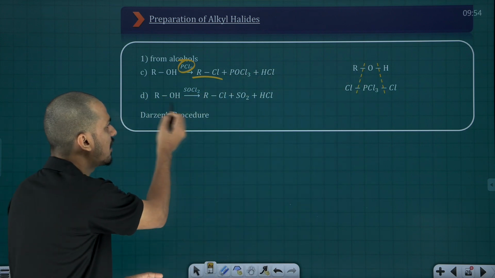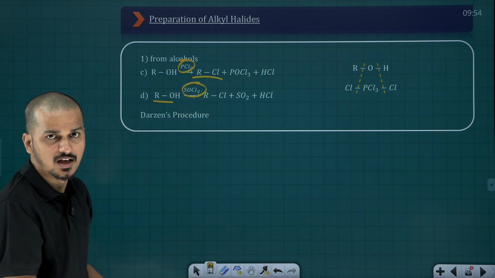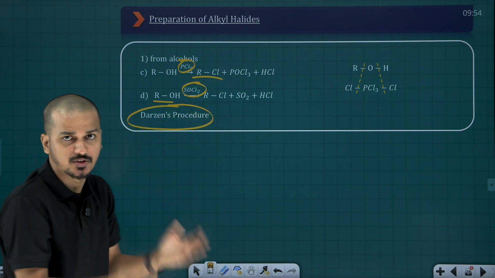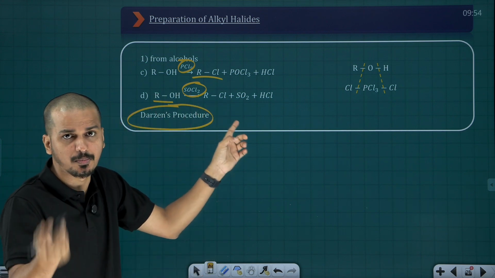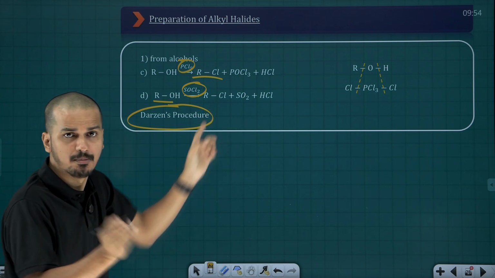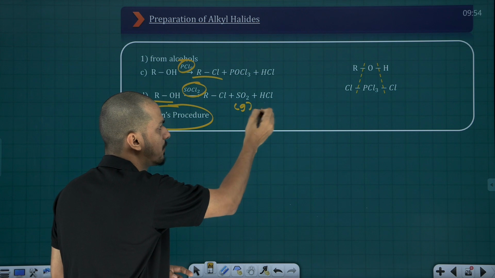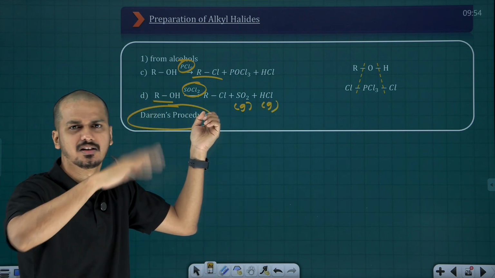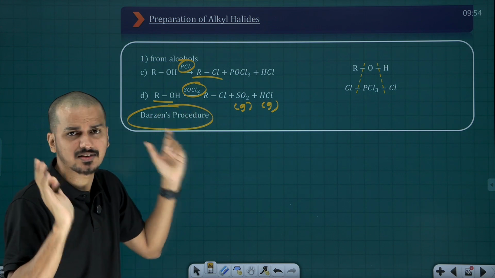And again, ROH you are treating with SOCl2, thionyl chloride, you will get RCl, and this reaction is called Darzens procedure. This is the best method to prepare haloalkane, especially chloroalkane, because the other products, the byproducts, are in the gaseous state. So we don't need to separate them. Easily they will go out. We will get RCl alone.